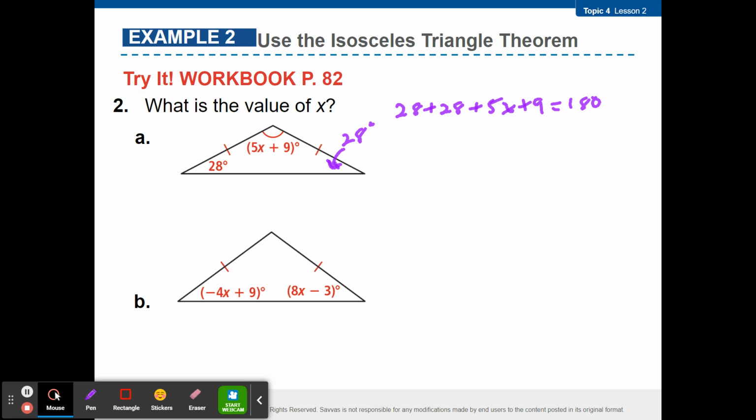Then why do you still have 180? What's 180 minus 56 minus 9? Why are you getting your phone? What is?